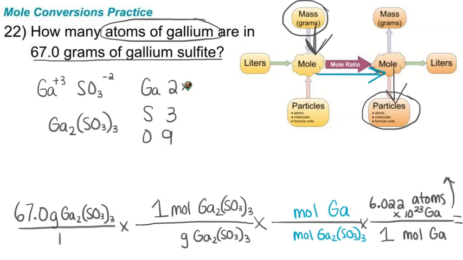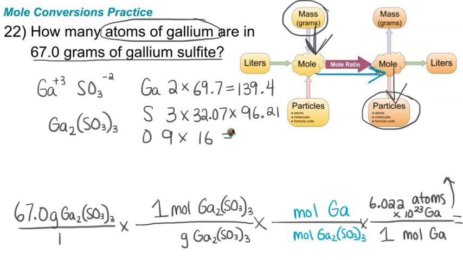So gallium's molar mass is about 69.7. So 2 times 69.7 gives me 139.4 if you type that into a calculator. Sulfur's mass is 32.07. So 3 times that gives me 96.21. And then oxygen's molar mass is right about 16. So 9 times 16 gives me 144.